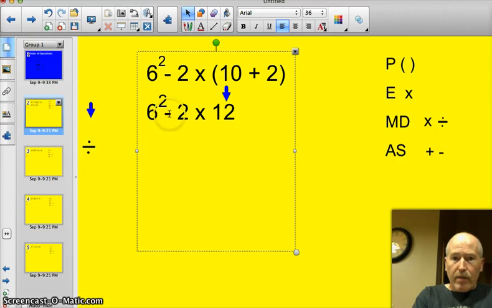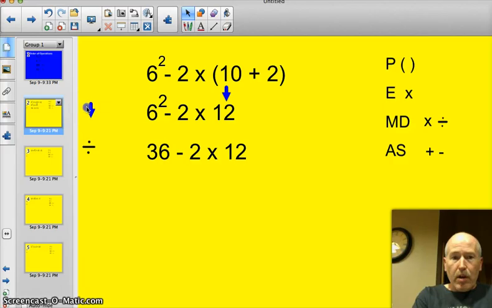All right, next I have to look, and I have an exponent. Here's the exponent. I have to do that. Now, 6 to the power of 2 is not 12. It's 6 squared. That's 6 times 6. So I have 36 minus 2 times 12. So in that step there, I did the exponent. Right there, 6 squared.